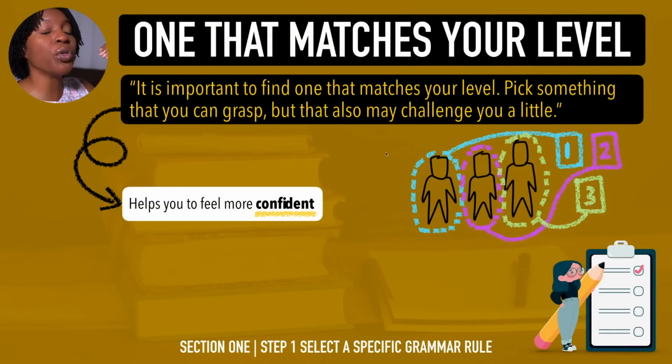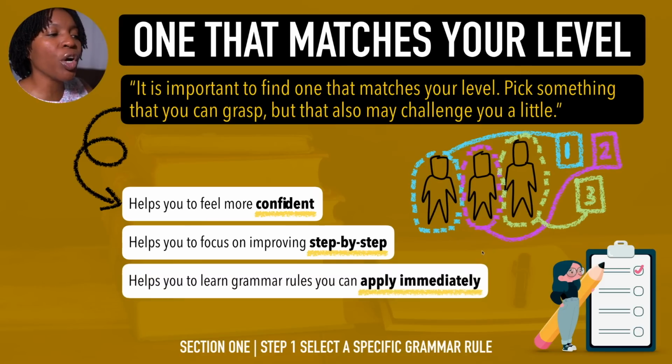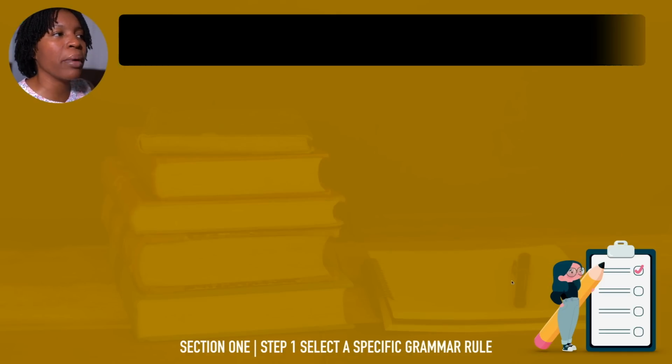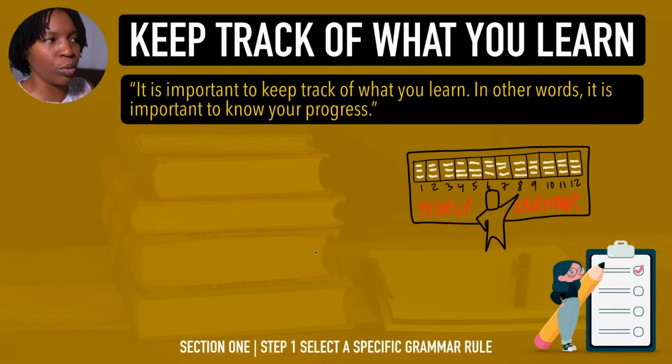Now, this is important. Why? Because it helps you to feel more confident. It also helps you to focus on improving step by step. And it also helps you to learn grammar rules you can apply immediately. All right. Now, another thing is you need to remember to keep track of what you learn. You see, by focusing on one specific grammar rule, you're able to keep track of what you learn. It is important to keep track of what you learn. In other words, it is important to know your progress.